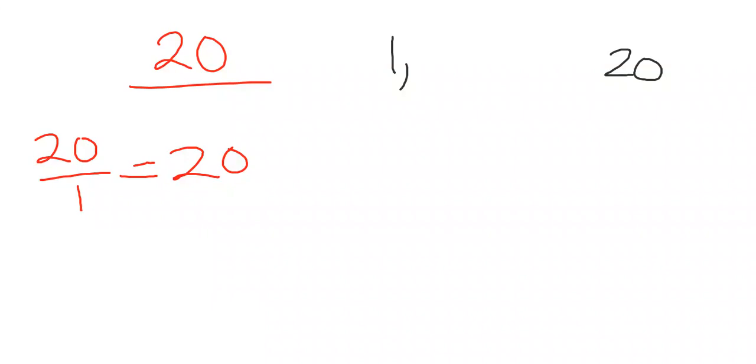Because you can divide 20 by 20 and get 1. So which means 20 is a factor of 20. So the easier way to do it is, whenever you divide your number by that number, always write the two answers that you get.